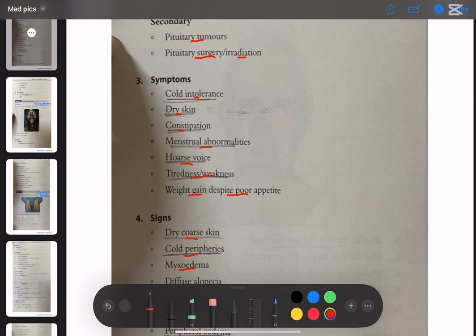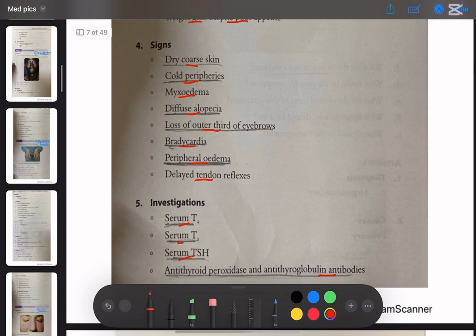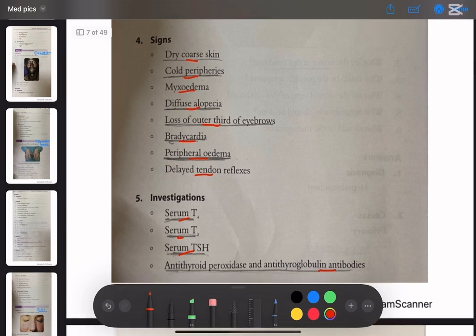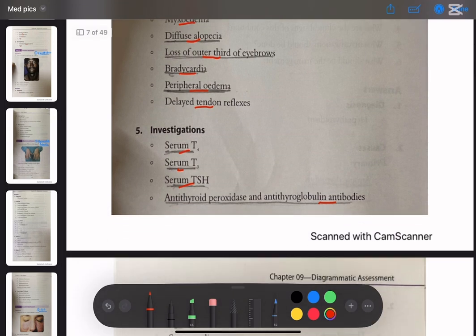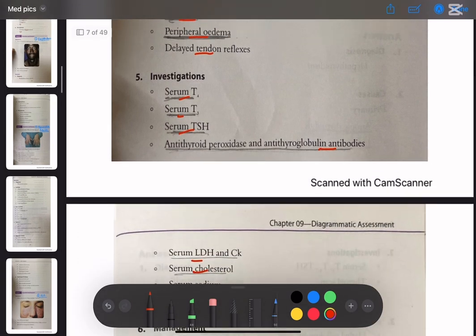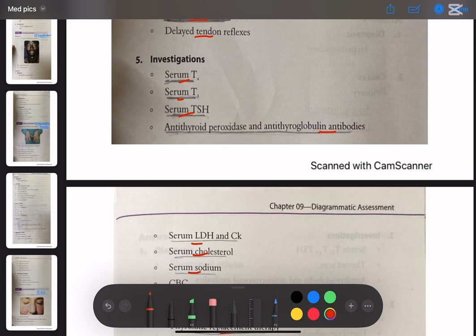abnormalities, hoarseness, tiredness and weakness, and weight gain. The signs are dry, coarse skin, cold peripheries, myxedema, diffuse alopecia, loss of outer third of eyebrows, bradycardia, peripheral edema, and delayed tendon reflexes. And these are the investigation options: serum T4, serum T3, and serum TSH.